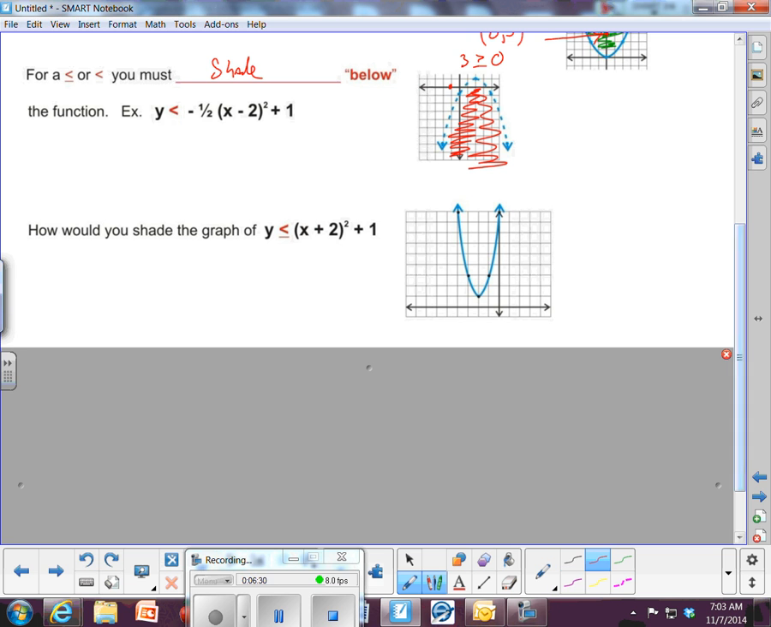Pause if you need to. I'm going to show you the solution right now. And so you would be shading below, right? So when you start below, what does that include? Well, that includes all these points out here and also all these points out here and everything below.